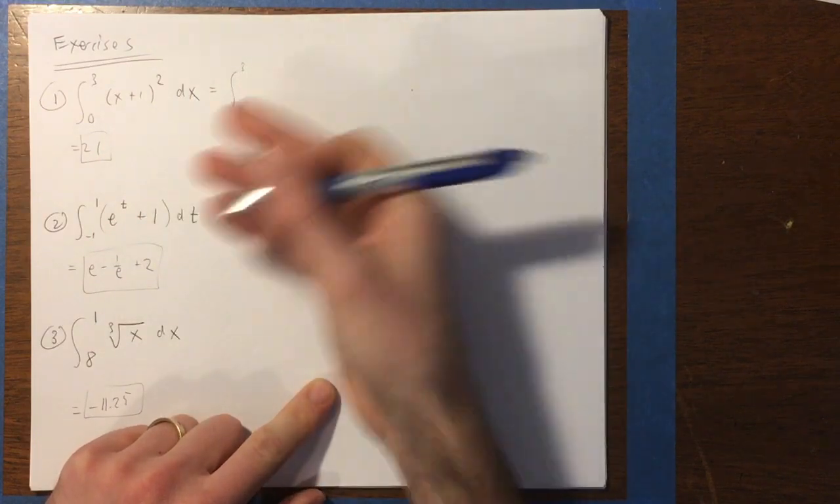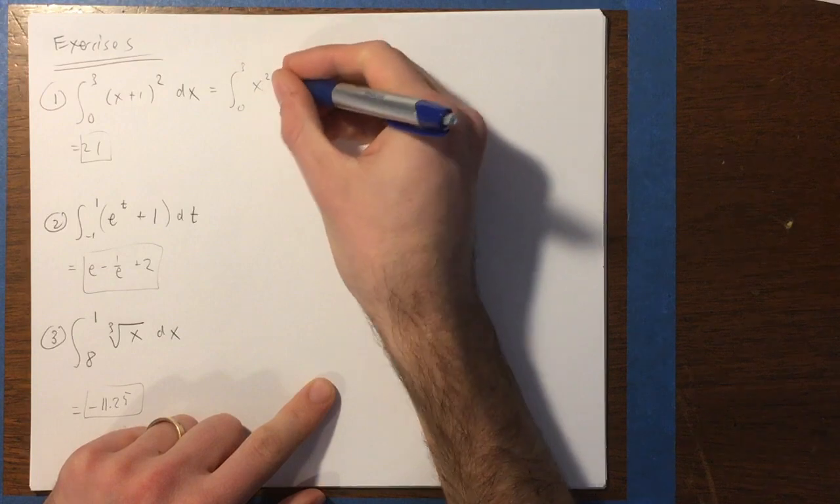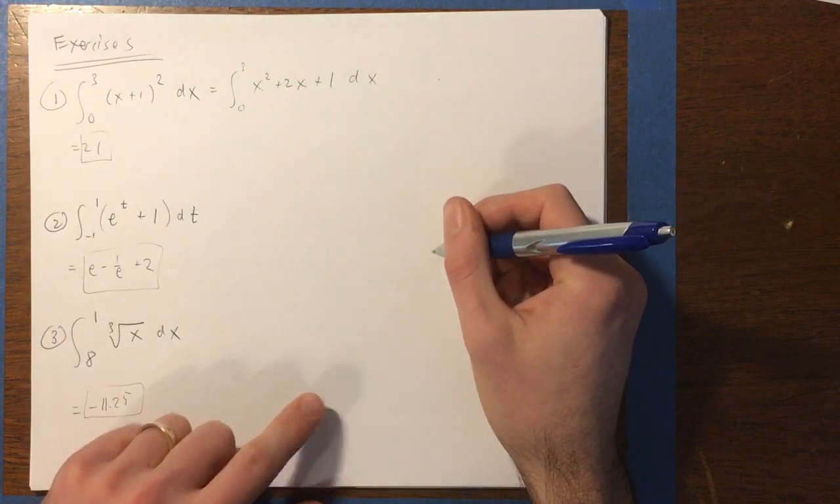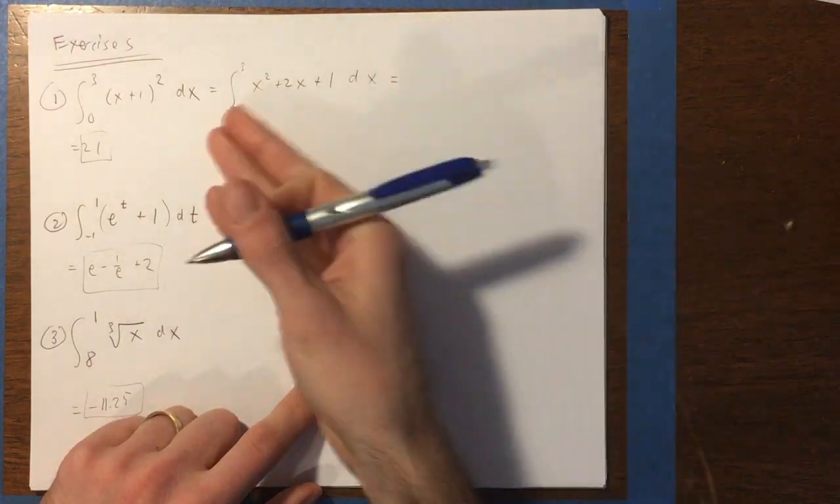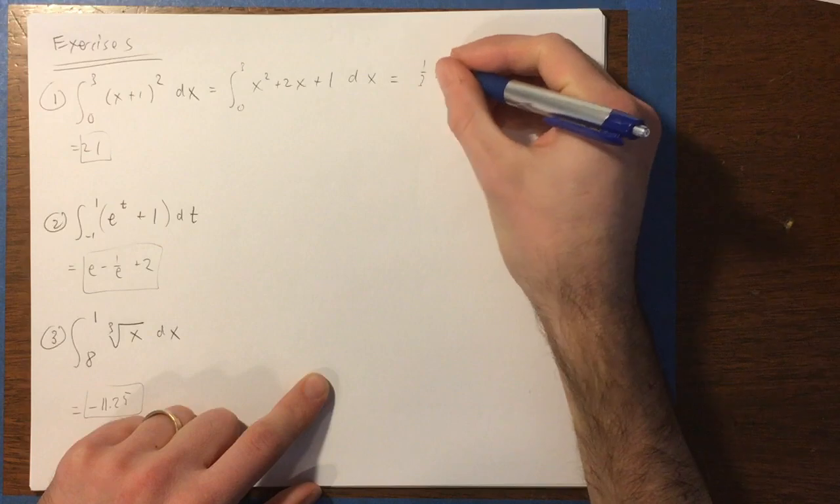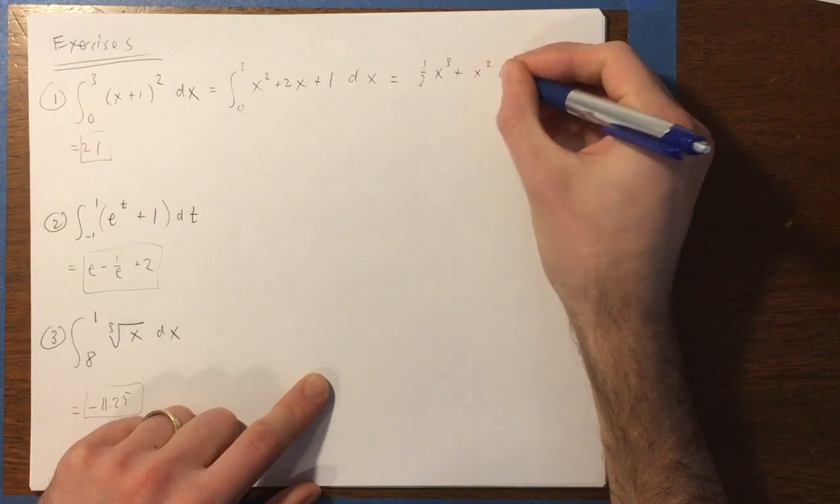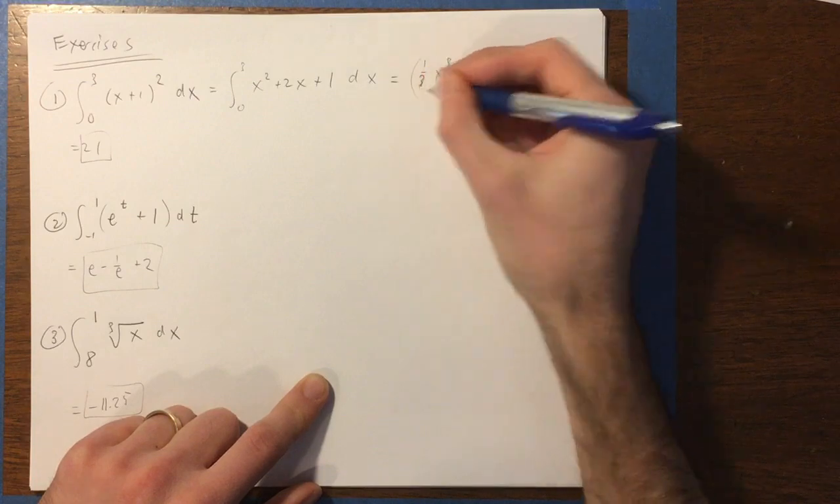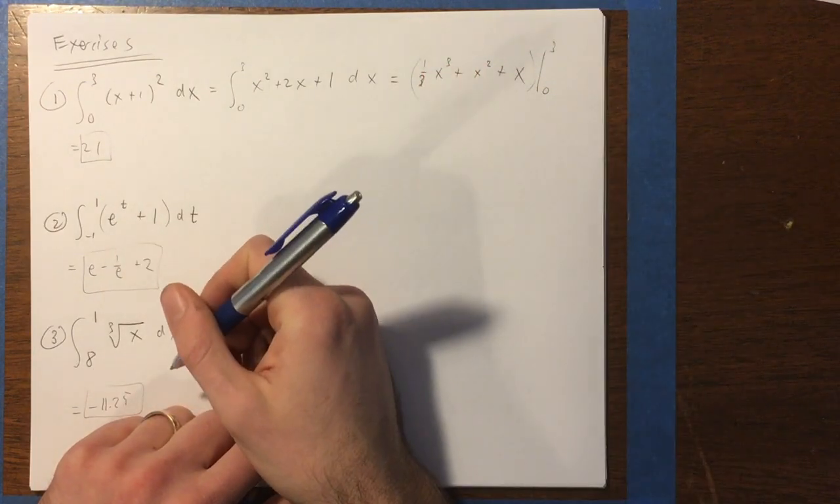But for now, what you might want to do is go ahead and multiply that out. Like that. Okay, x squared plus 2x plus 1. Now we can just apply the fundamental theorem here. Let's find an antiderivative: 1/3 x cubed plus x squared plus x. And then evaluate that from 0 to 3. And that's what gives us our 21 there.